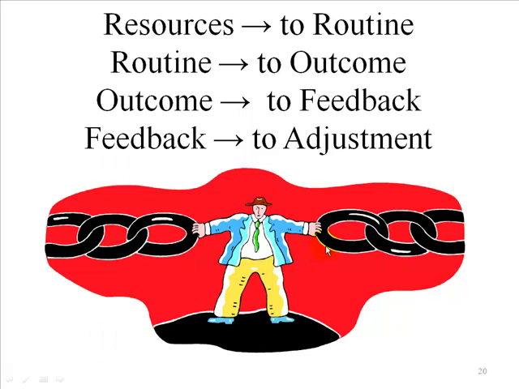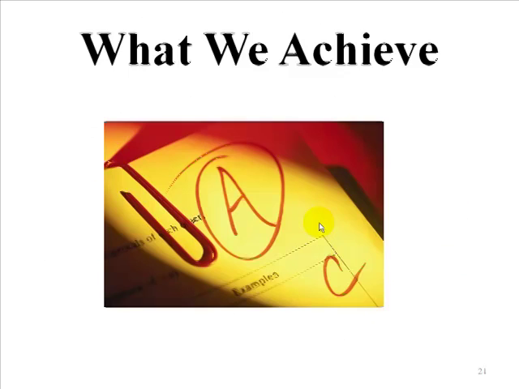So we have this chain of events. Remember, we have resources lead to routines. Routines lead to outcomes. The outcomes, we get feedback, and the feedback, we make adjustments. So we do the routines, we seek feedback, we adjust as necessary, and then this should lead us to what we want in the long run.